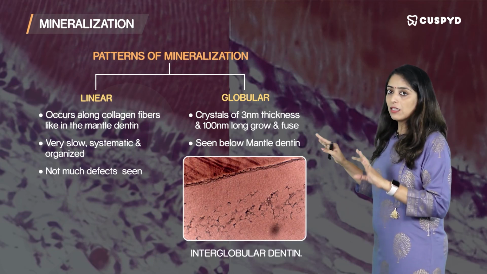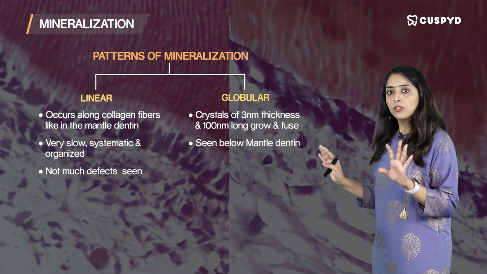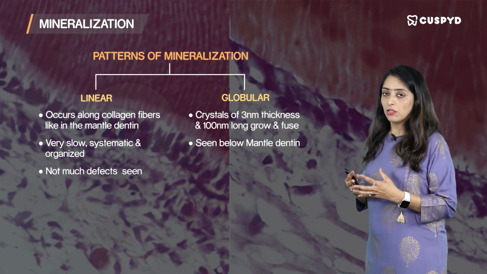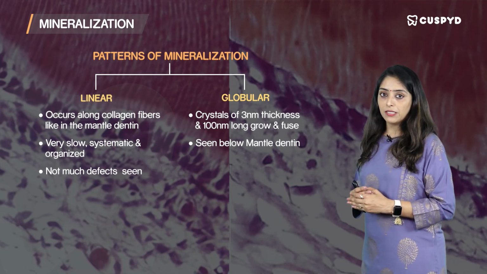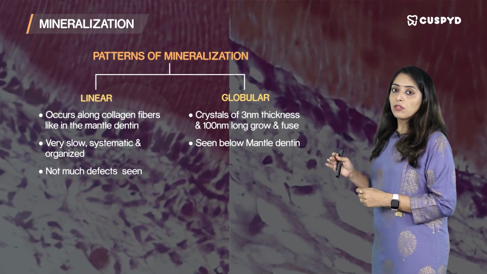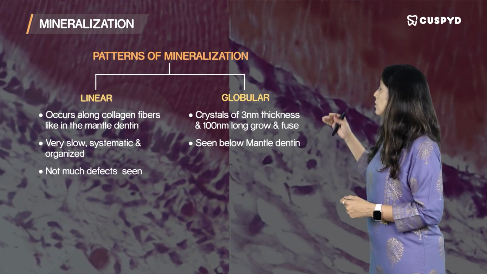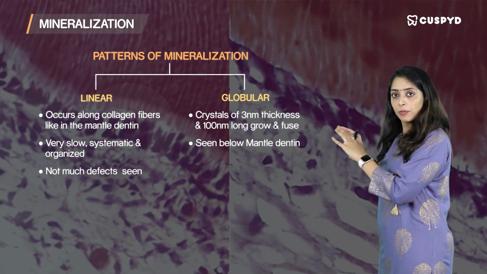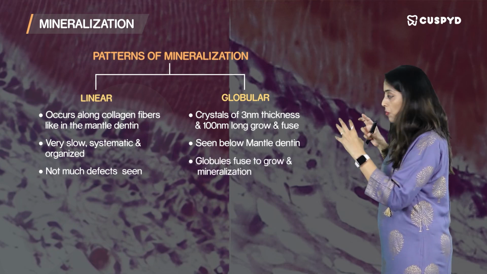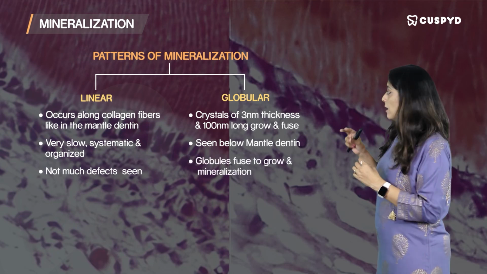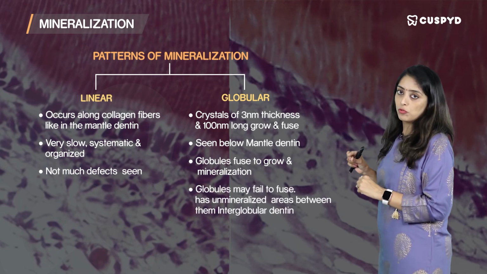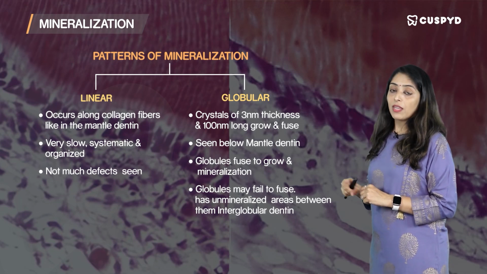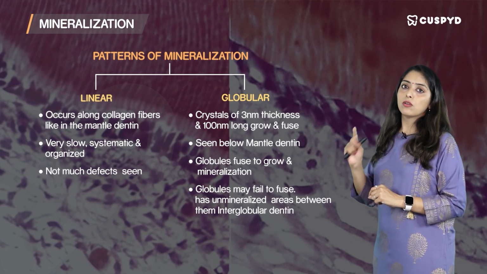So the mantle dentin is undisturbed, very calm, composed form of dentin. After that, the odontoblasts suddenly want to deposit quick dentin. So they go in for a globular pattern of dentin. And that is why this globular pattern of dentin is usually seen just below the mantle dentin. Here what happens, the globules are released by the odontoblasts, the globules start growing, and sometimes in some areas these globules are not able to fuse. So the area between those globules remains unmineralized, and that is what is called interglobular dentin.